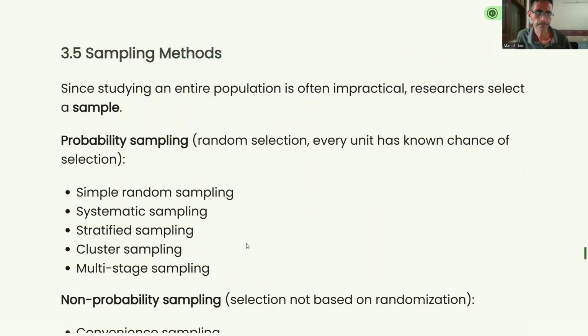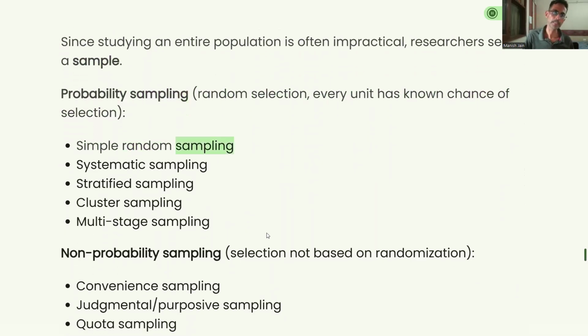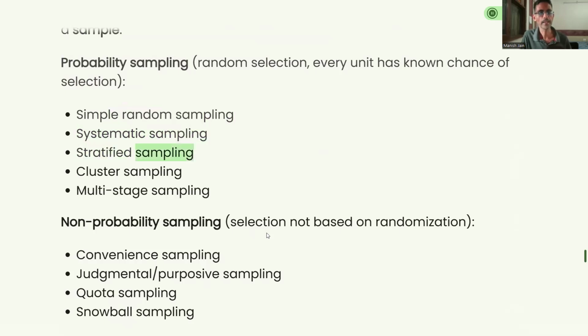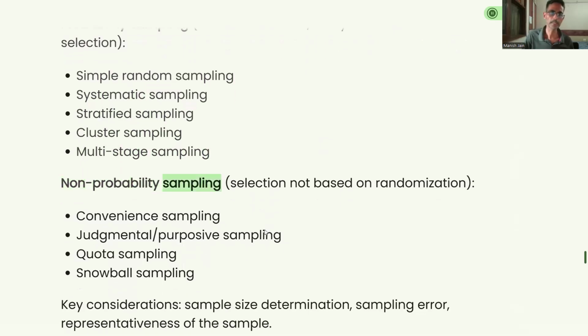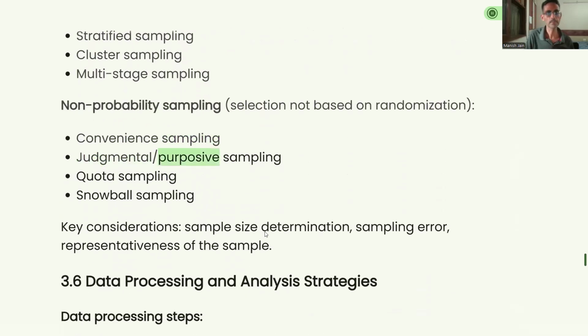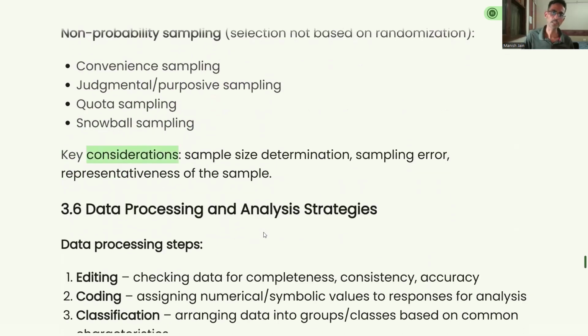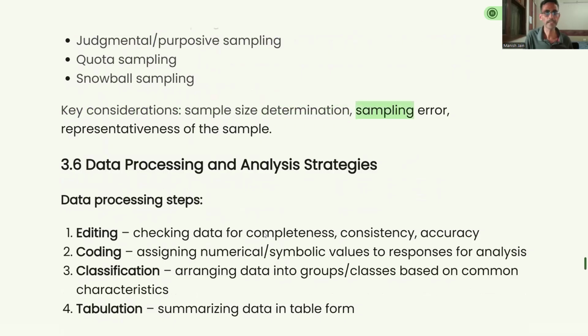3.5 Sampling methods. Since studying an entire population is often impractical, researchers select a sample. Probability sampling: random selection, where every unit has a known chance of selection. Simple random sampling, systematic sampling, stratified sampling, cluster sampling, multi-stage sampling. Non-probability sampling: selection not based on randomization. Convenience sampling, judgmental or purposive sampling, quota sampling, snowball sampling. Key considerations: sample size determination, sampling error, representativeness of the sample.